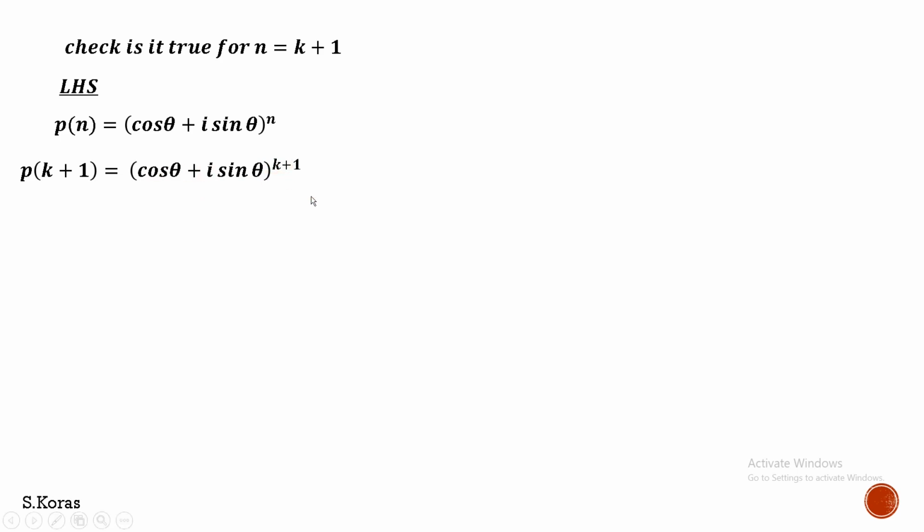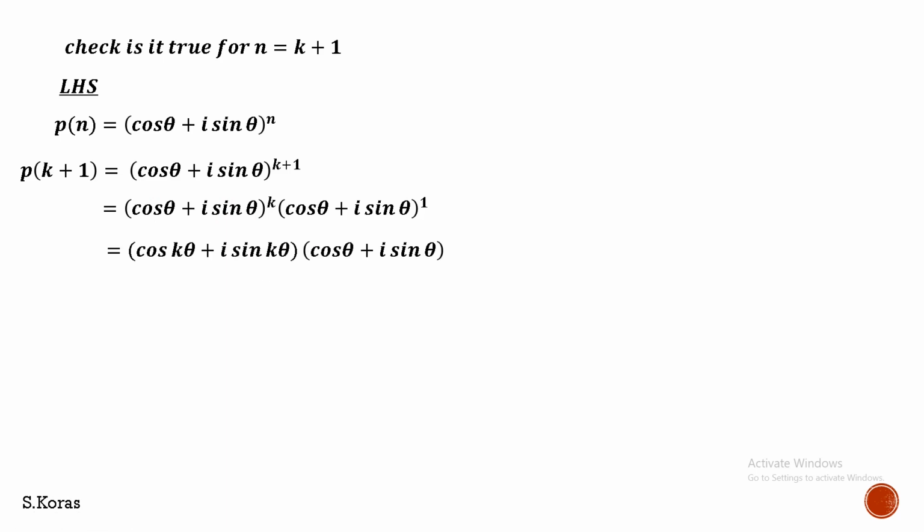So we can split it like this, that is (cos theta plus i sin theta) the whole power k into (cos theta plus i sin theta) the whole power 1. As we considered in the second step, it is true for n is equal to k, that is (cos theta plus i sin theta) the whole power k is equal to cos k theta plus i sin k theta. So using that statement, we get (cos k theta plus i sin k theta) into (cos theta plus i sin theta).